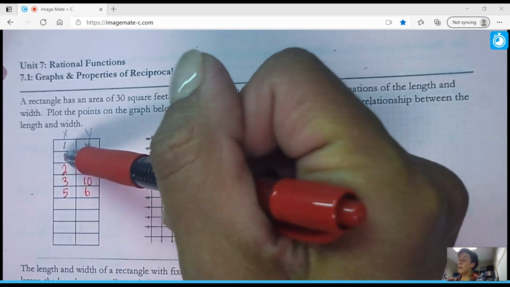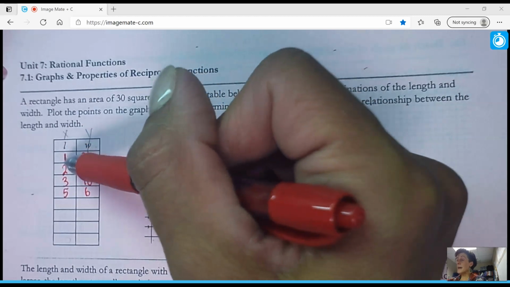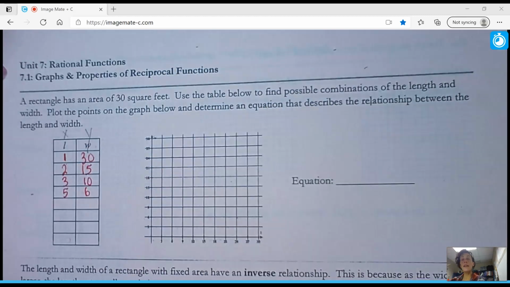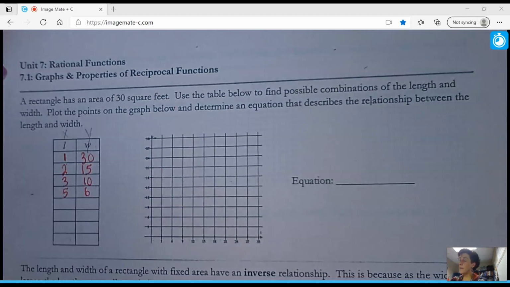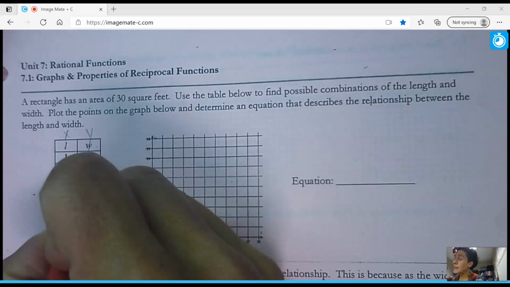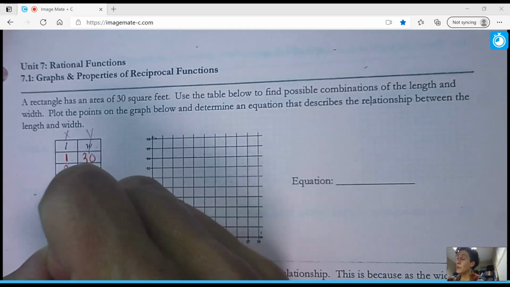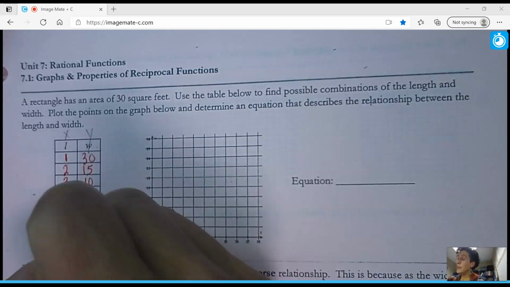What I want you to notice this time is that as my x's get bigger, the y's are getting smaller, and that's called an inverse variation. So if I picked 6, then this would be 5. The next nice number I would pick is 10, which gives me 3, 15, which gives me 2, and 30, which gives me 1.